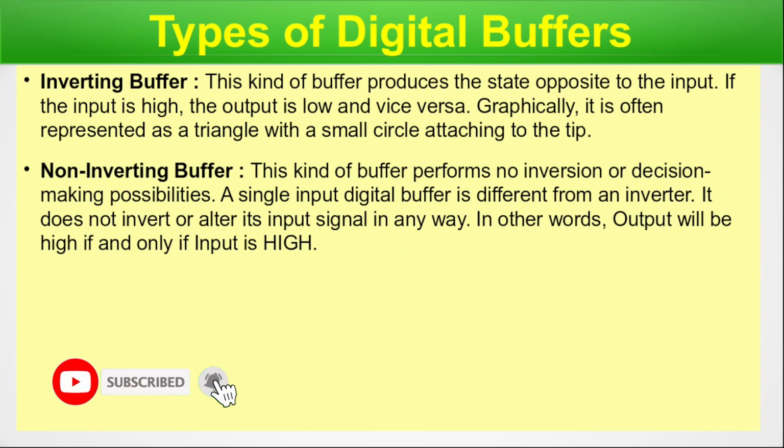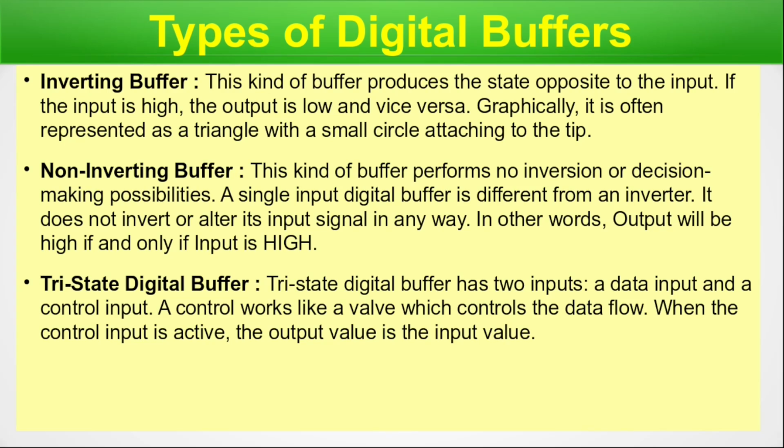Non-inverting buffer. This is a kind of buffer that performs no inversion or decision-making. A single input digital buffer is different from an inverter. It does not invert or alter its input signal in any way. In other words, the output will be high if and only if the input is high.